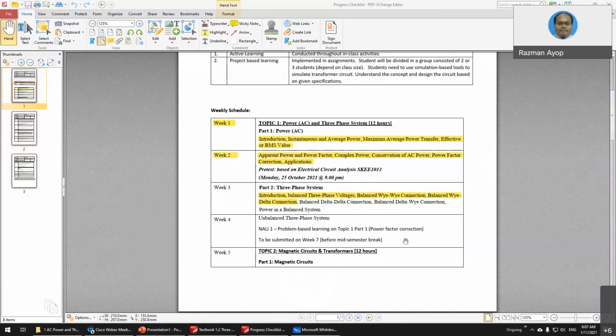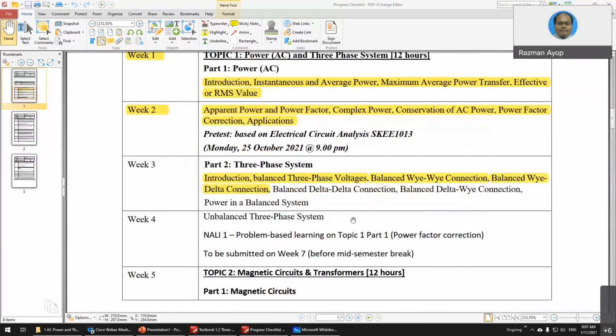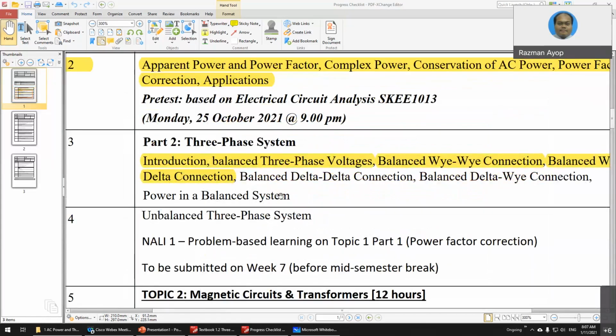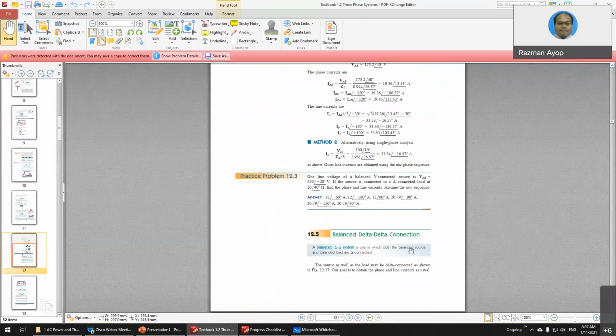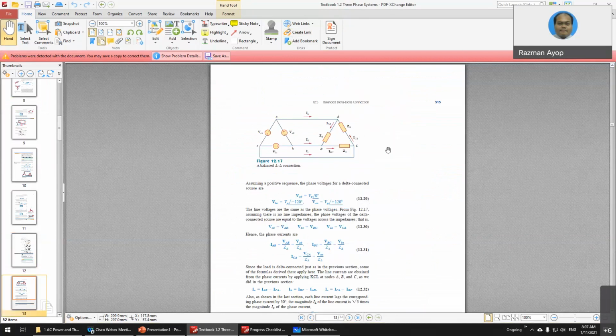So we continue our study today with 3 topics. For today, we focus on 3 topics: balance delta-delta connection, balance delta-Y connection, and power in balance system. Okay, so let me go to the textbook. I suggest you use the textbook because it is more organized.